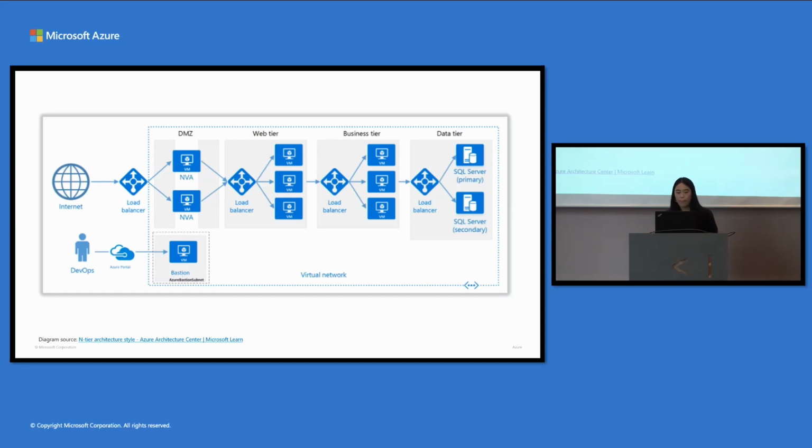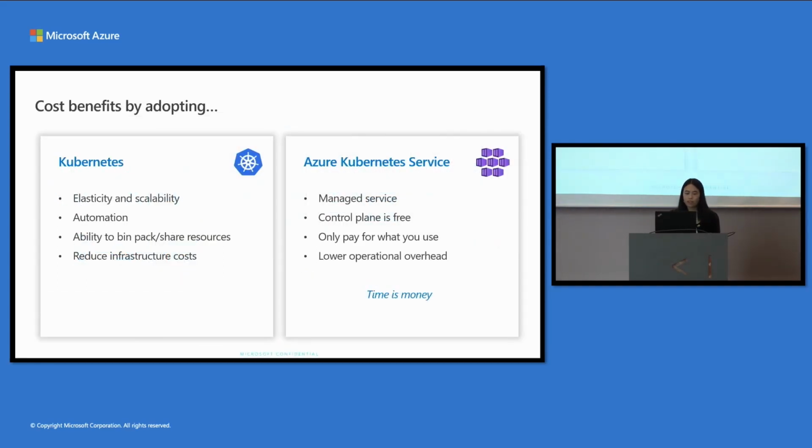et cetera. But when we adopt a microservice approach and containerize, there are many inherent benefits that we automatically get when it comes to cost savings. So for Kubernetes, you probably all know many benefits such as elasticity, scalability, automation, and importantly, the ability to bin pack and share resources across your workloads. By bin packing, you're able to immediately reduce your infrastructure costs because you don't need to provision as many nodes.